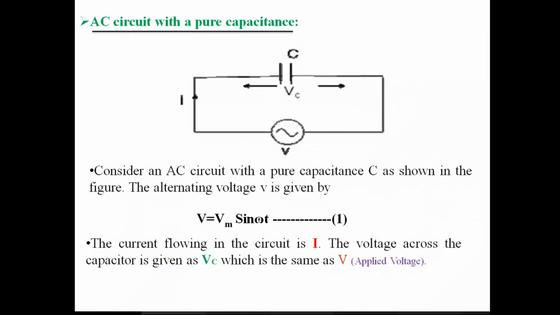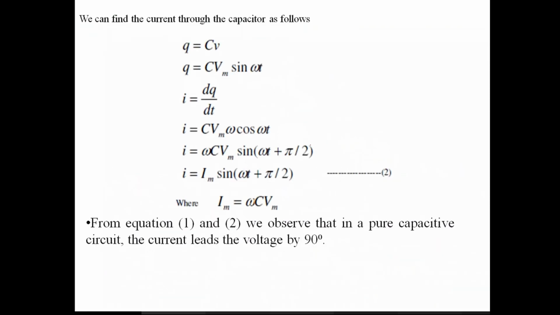Steady state analysis of AC circuit with pure capacitance. The third quantity is pure capacitance. So now in this case also, if you apply a voltage V to a capacitor, therefore the voltage across the capacitor is Vc. Therefore here V is equal to the applied voltage, V is equal to Vc, where V is defined as Vm sin omega t, and the current in this one is I. Therefore, let us find the expression for the current.